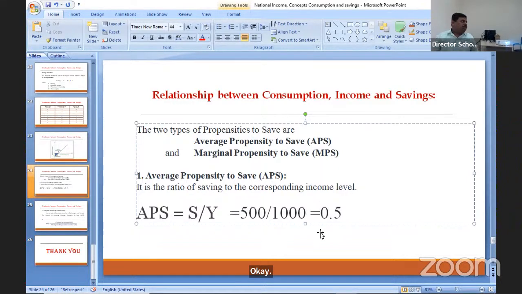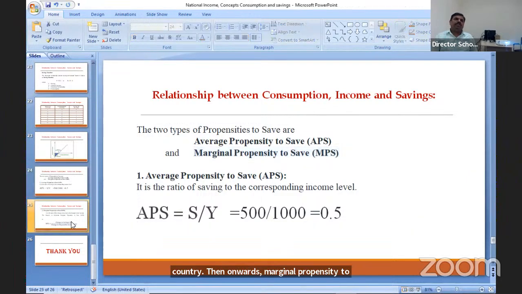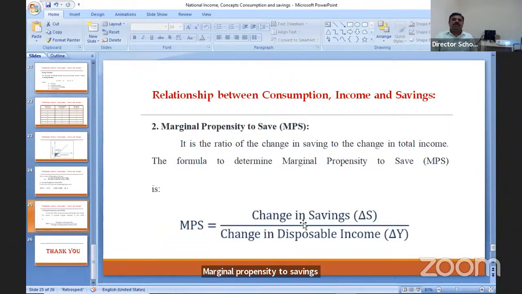You get it? The average propensity to savings will be 0.5. If we have a value of savings and income, then we can easily calculate the APS of the country. Then onwards, marginal propensity to savings. Marginal propensity to savings means the change in savings due to change in income.